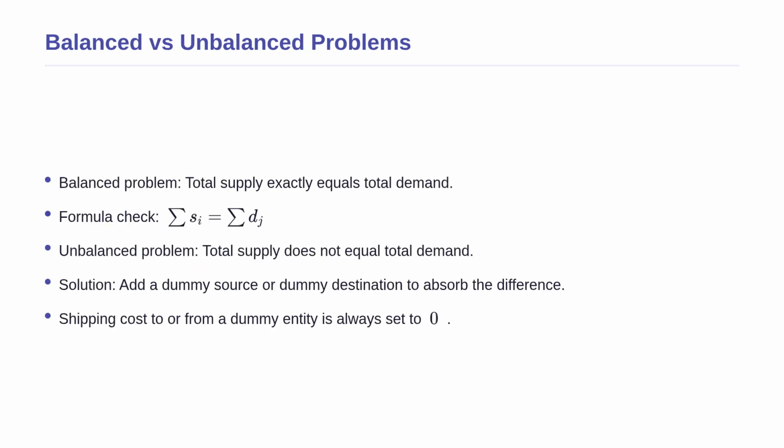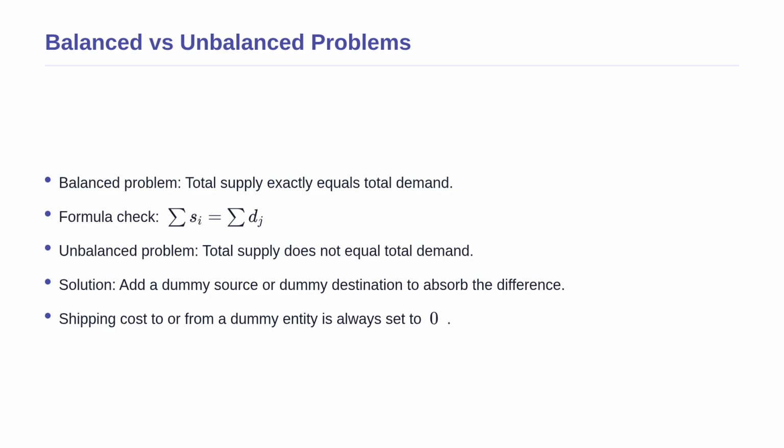Now that we understand the network, we must check a crucial condition before solving any puzzle. Is the problem balanced? A balanced problem occurs when the total supply available across all sources is exactly equal to the total demand required across all destinations. When a problem is balanced, the math works out perfectly with nothing left over.